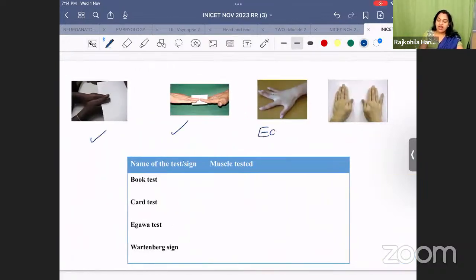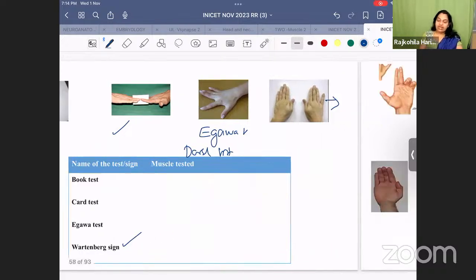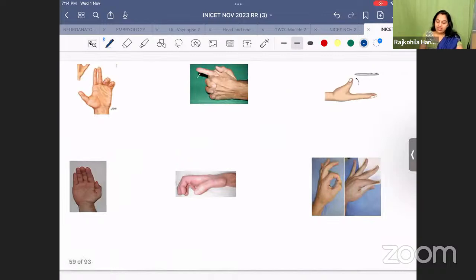This is the Igawa test. You're trying to move the middle finger on either side to test for the dorsal interossei. Inability to keep the little finger adducted is called as the Wartenberg sign. Yeah, all of them related to ulnar nerve injury. And these are all images to show you median nerve injury. Yeah, we're just going to tell the name and the muscle paralyzed.